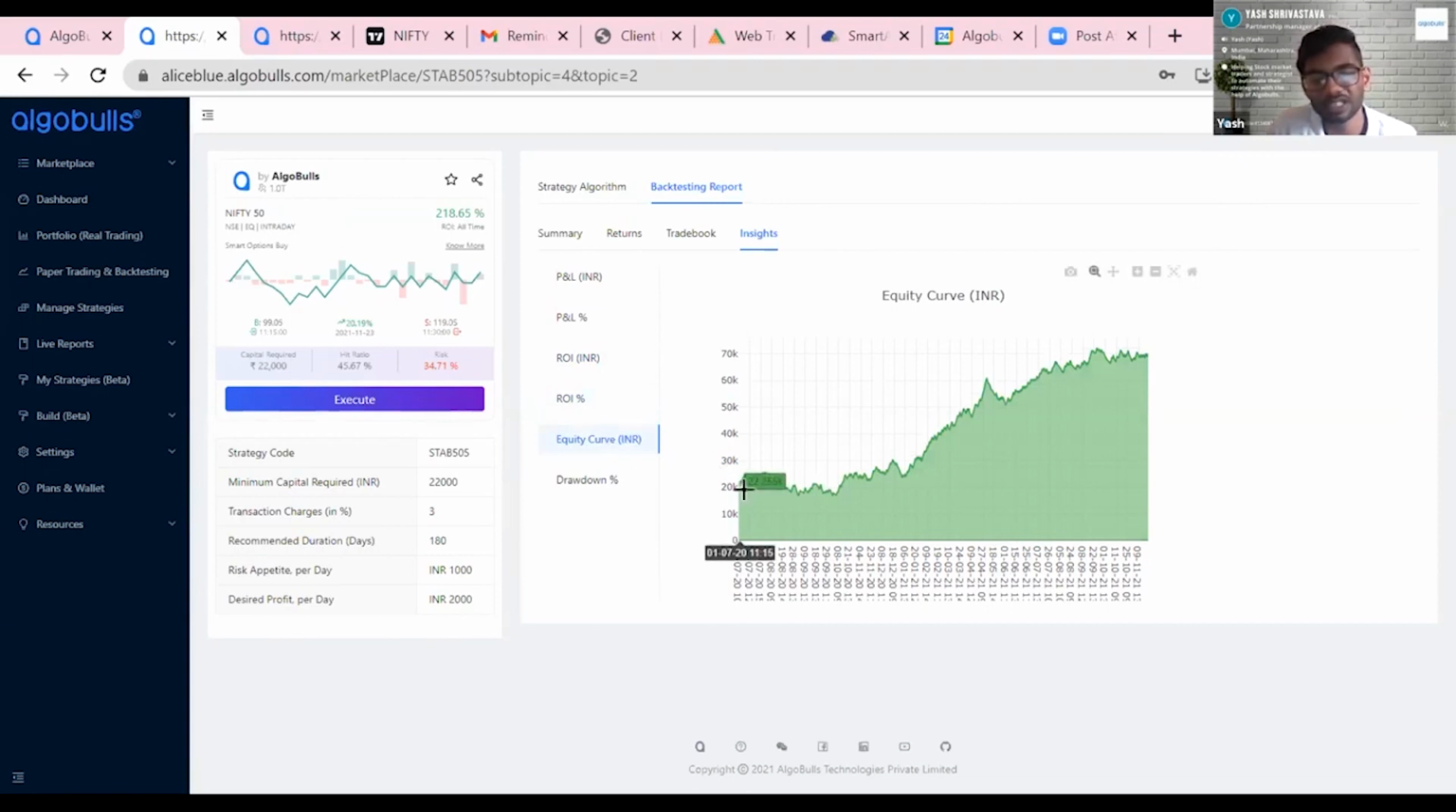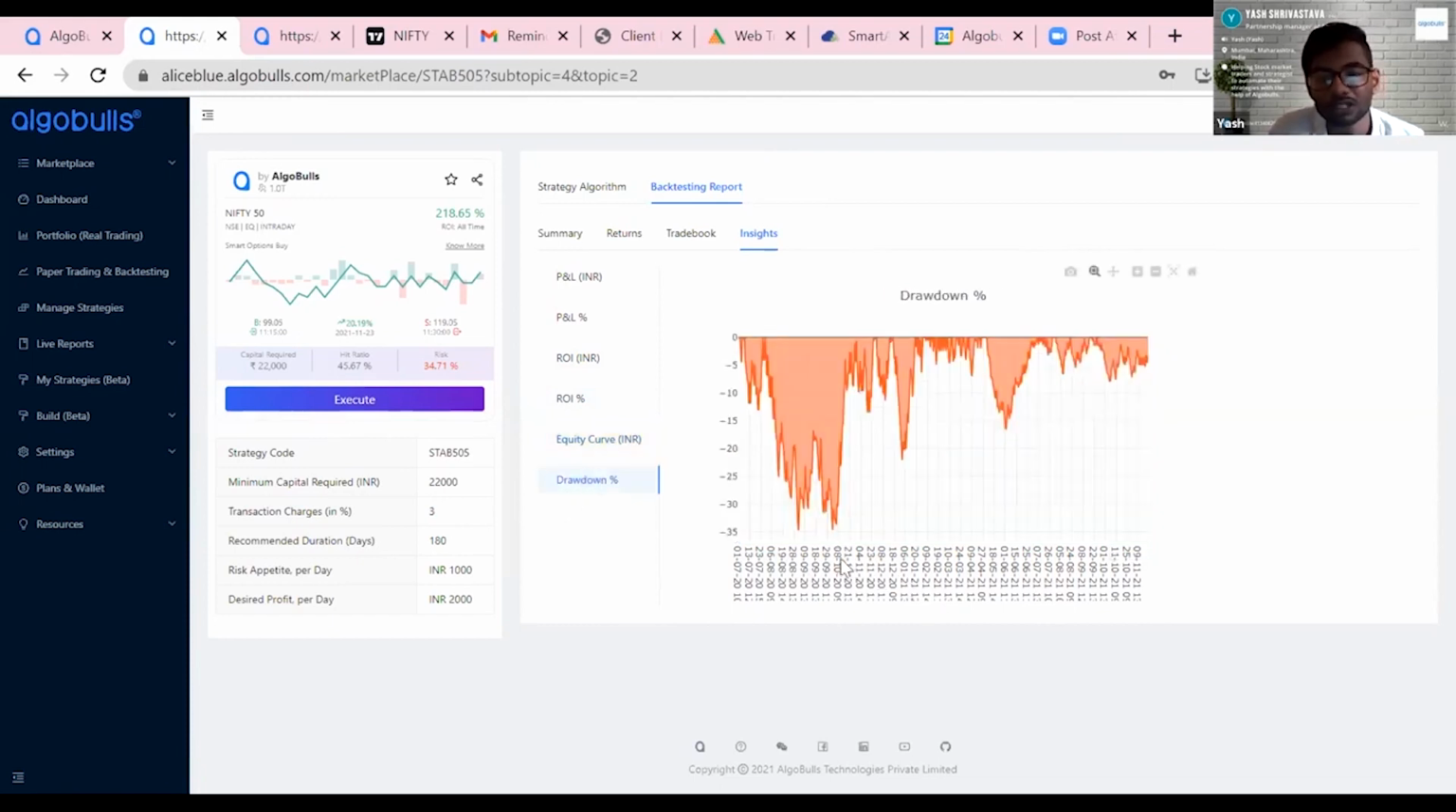That means if you would have invested 22,000 rupees, this would have become up to 69,000 rupees over the period of 1 year. And the maximum drawdown the strategy has, which I showed you, that is the risk of the strategy, is around 34.71%, which means the maximum loss the strategy has faced in a day was 34.71%, and which shows you, okay, this is how it looks.